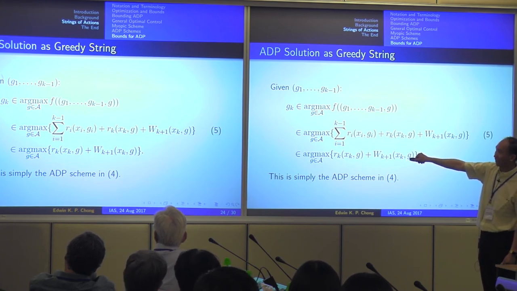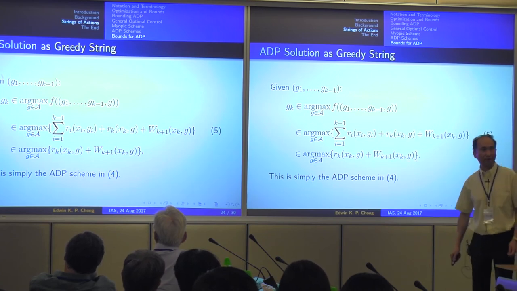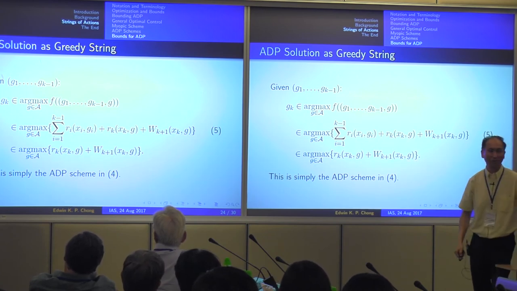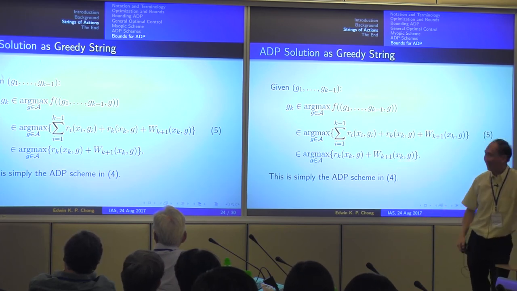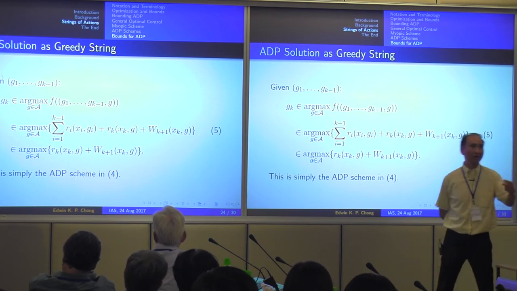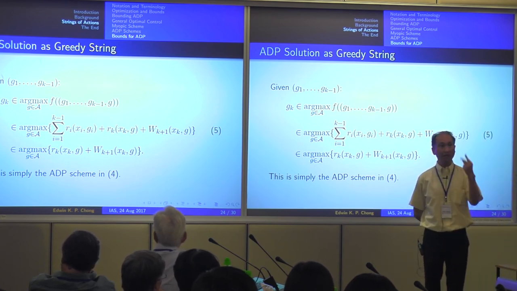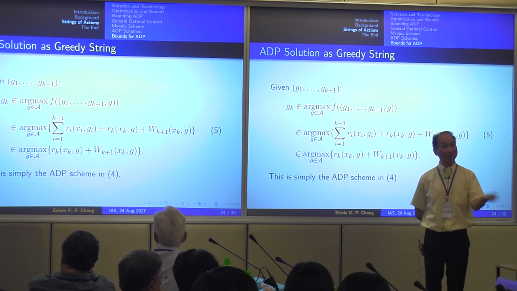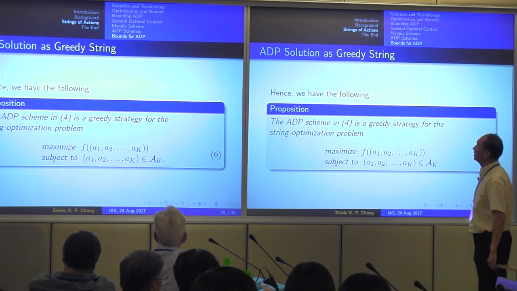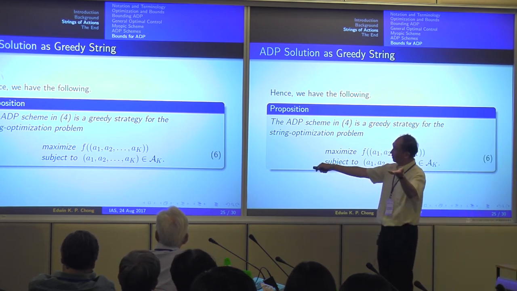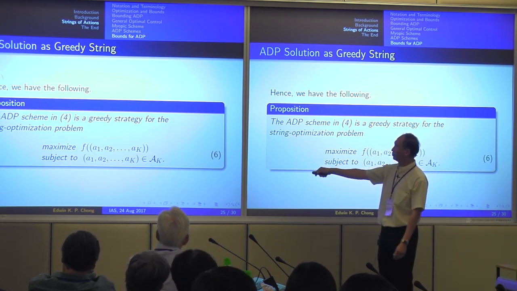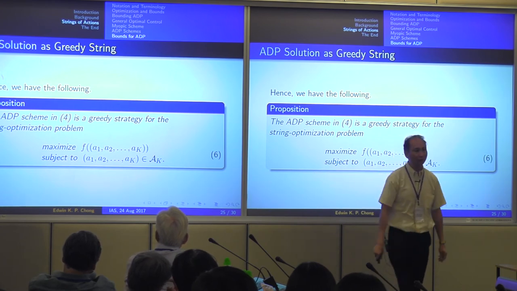I plug this f that I showed you earlier, and all we get is Bellman's principle, or rather, what looks like Bellman's principle, correct? But this is what is called the ADP scheme, isn't it? So this is simply the ADP scheme I showed you earlier. So number one, for this f, it's equivalent. Number two, the greedy scheme for this f is the ADP scheme. So this means that the ADP scheme that I showed you earlier is just the greedy strategy for this problem.